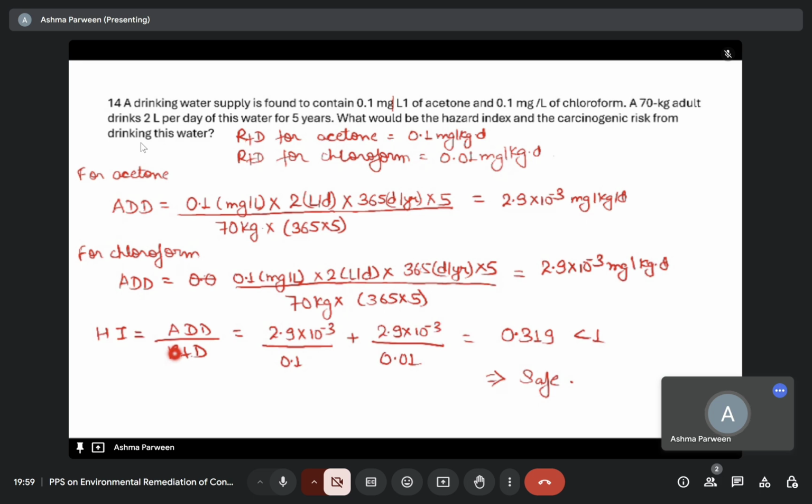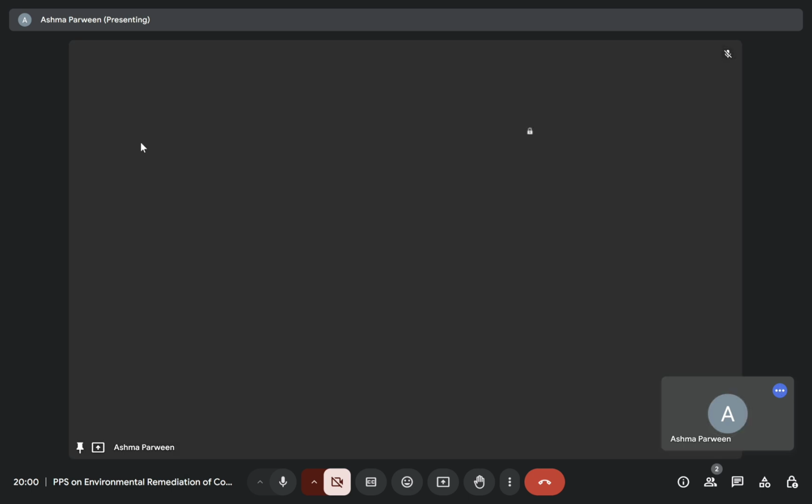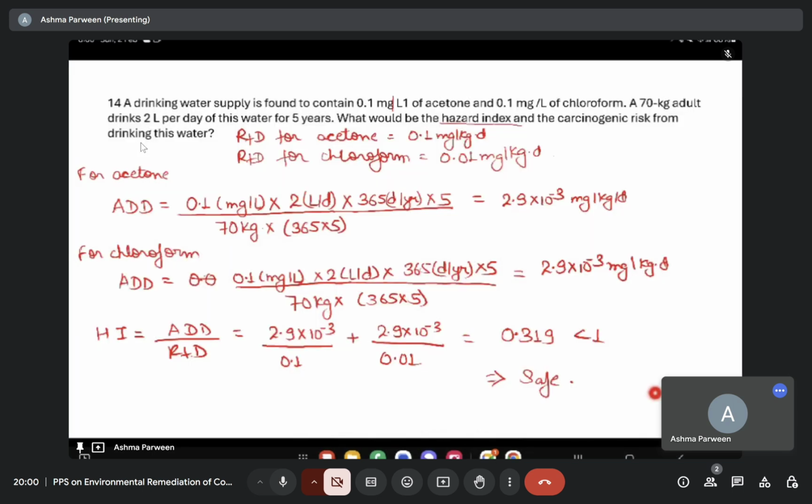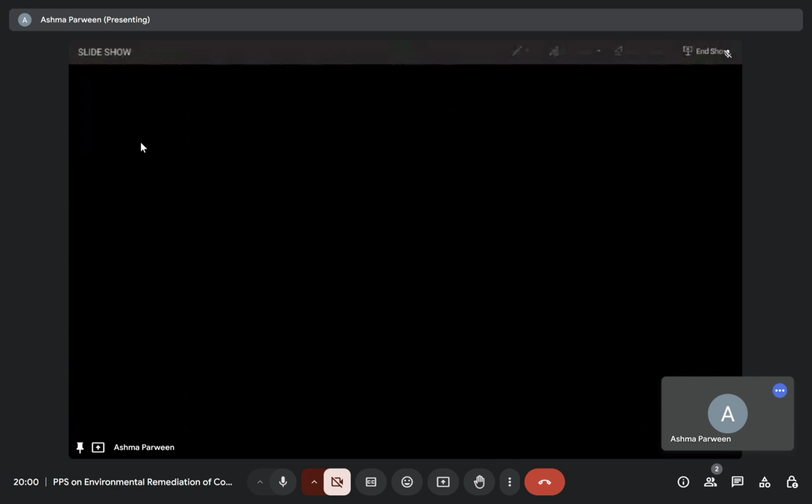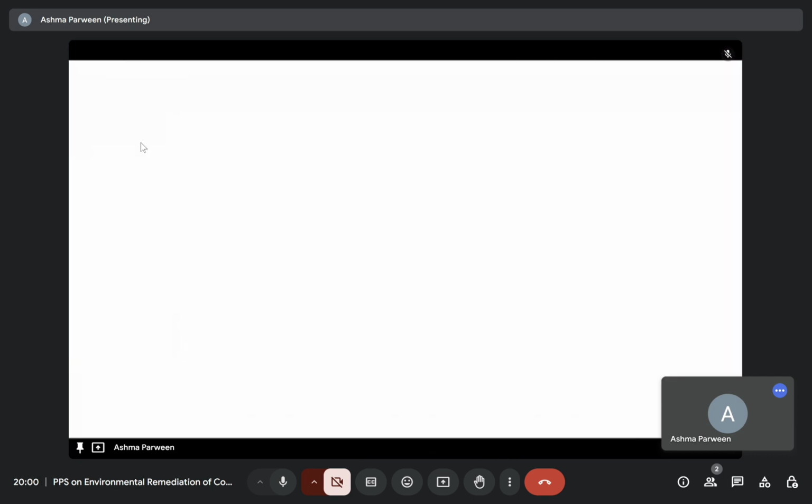Now we have completed the first part of the question, where we found the hazard index. Now we have to find out the carcinogenic risk from drinking this water. Okay, let me add a slide here. Okay, now we can do the further calculation here. So the risk is, we multiply the chronic daily intake with the slope factor.